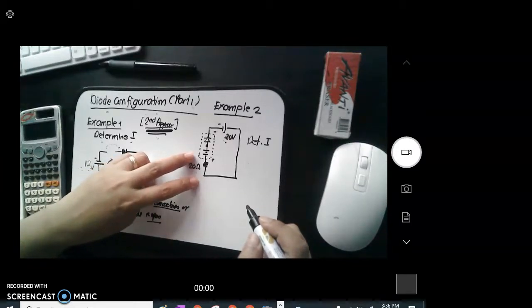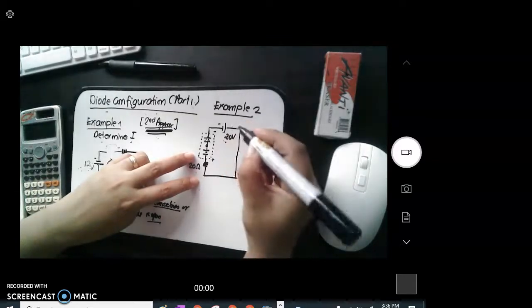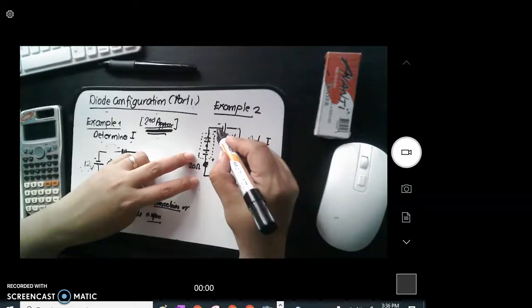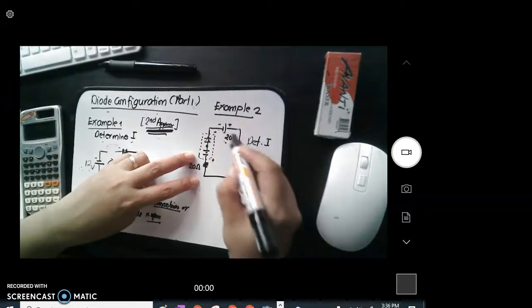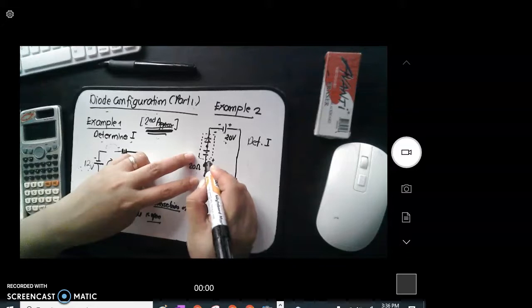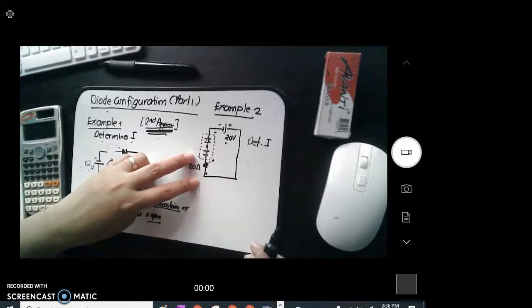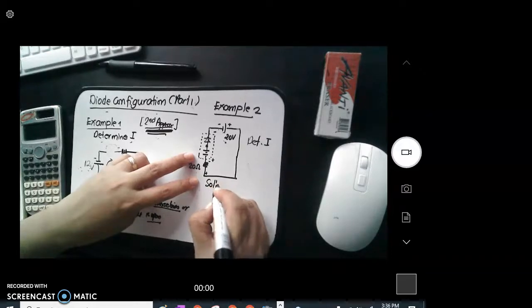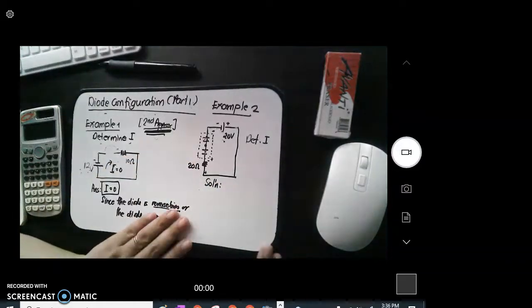So the secret here is to look at your supply voltage. If this is the negative terminal and this is the positive terminal, meaning the voltage across here is positive and the voltage across here is negative. Okay? So, how do we solve this one? What is our solution for this?